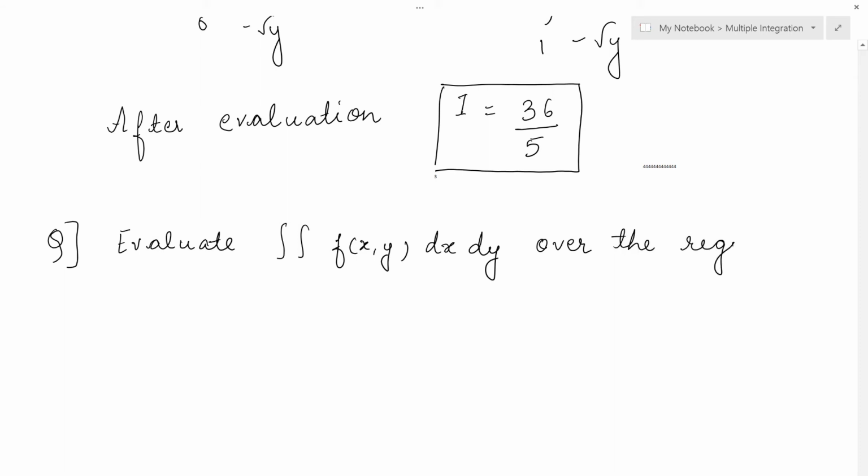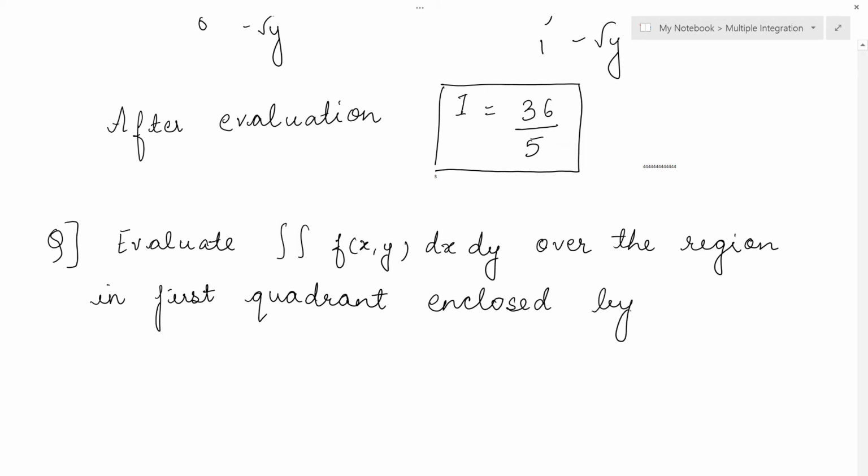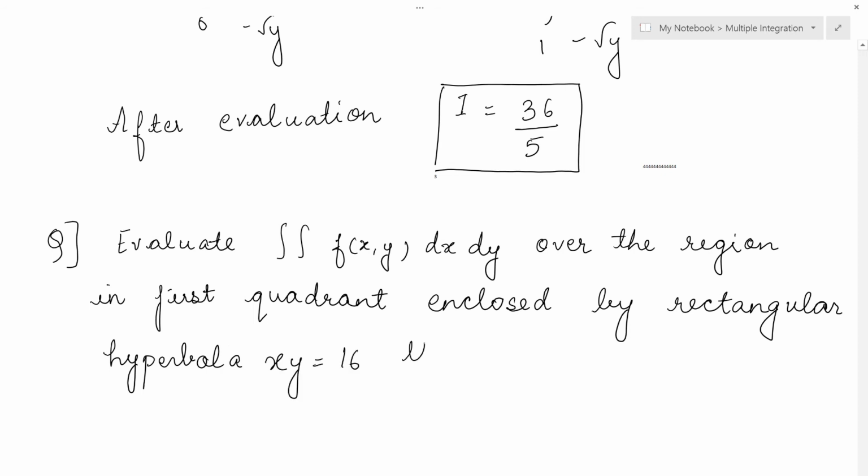So evaluate this integration over the region. What are the curves here? In the first quadrant, enclosed by a rectangular hyperbola xy is equal to 16, and the lines y is equal to x, y is equal to 0, and x is equal to 8.